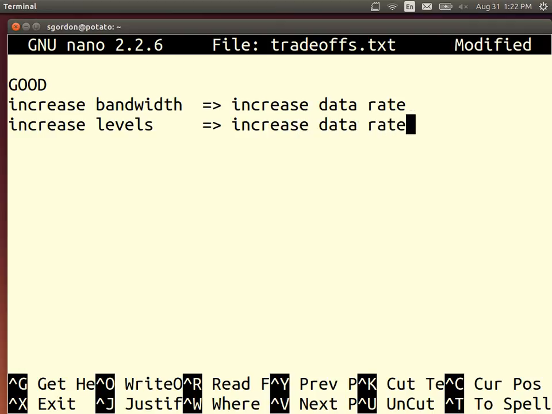Another key trade-off that we should be aware of: if we want a higher data rate, we can do two things. Increase the bandwidth and/or increase the number of levels we use when we encode data to the signal.